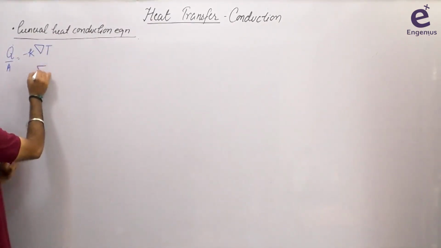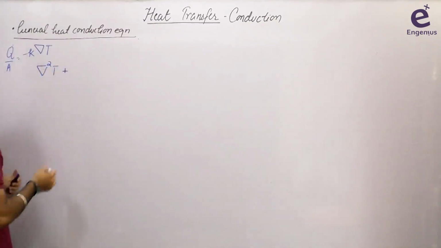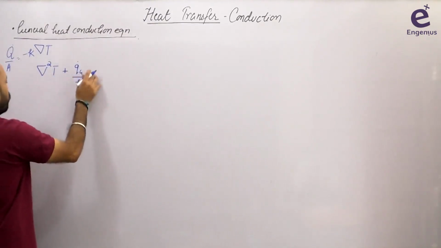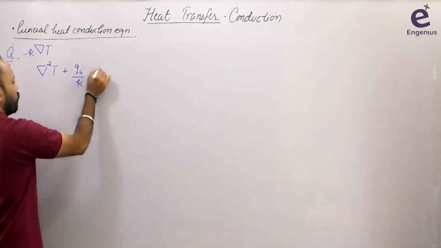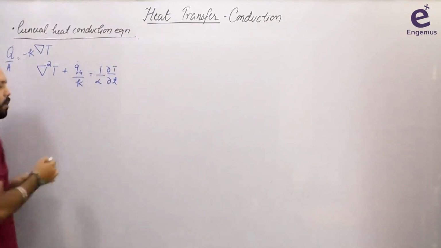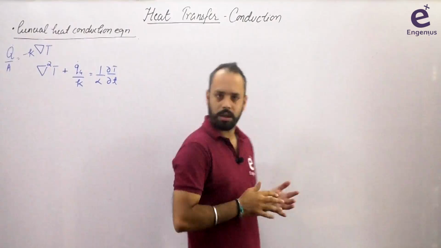And in the general heat conduction equation in 3 dimensions, del square T plus qg by k is equal to 1 by alpha del T by del t. So you can make this correction, and then let us resume our discussion on the derivation of the heat conduction equation.